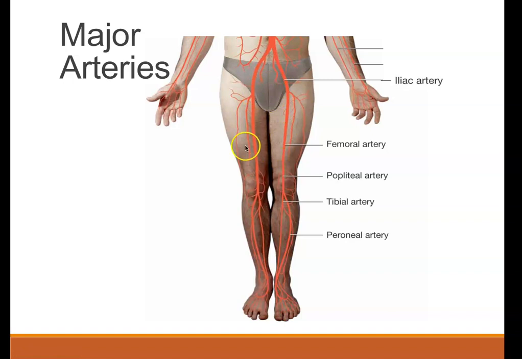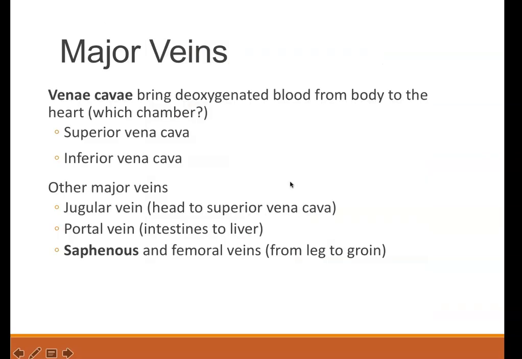So the femoral artery here lies on top of the femur, and the tibial artery here lies on top of the tibia, the shin bone, and then the peroneal artery is not actually named after its bone. The bone here is the fibula, but it's called the peroneal artery. And then the popliteal artery is in the knee.